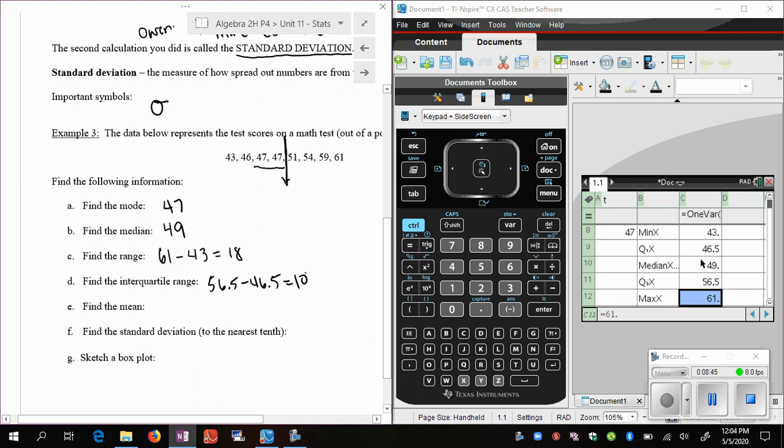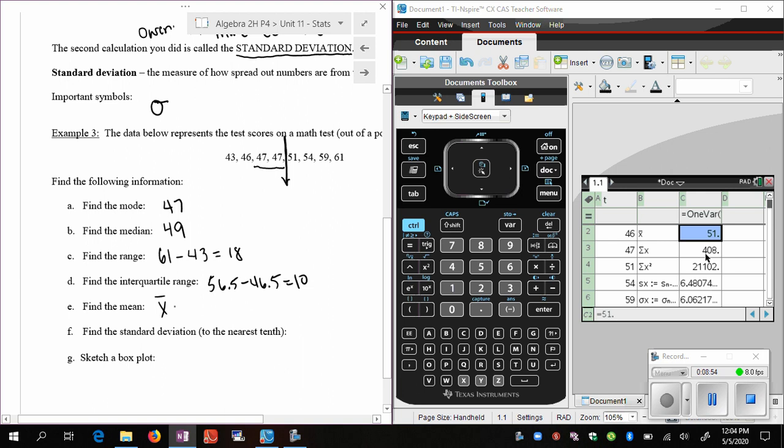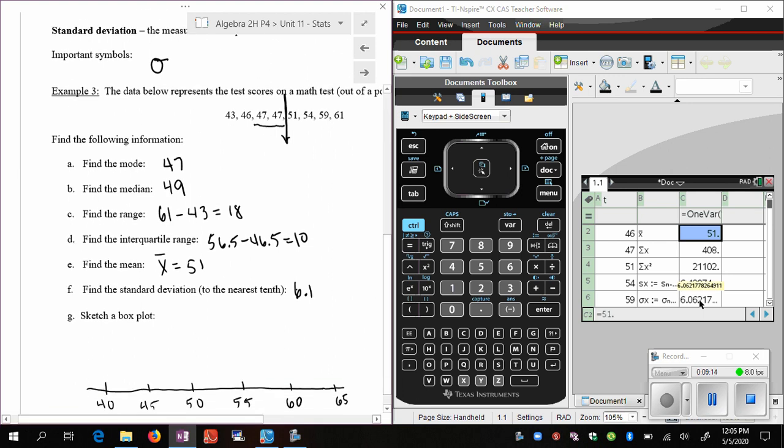The mean, now we have to find that. That has a special symbol on the calculator. It's the x with the bar on it. So this is one of the symbols we could use for mean here. That's 51. The standard deviation is 6.062, right? So there's that symbol that we talked about for the standard deviation. To the nearest tenth, that would be 6.1. Now, E and F are not going to be used for part G here, nor will the mode.